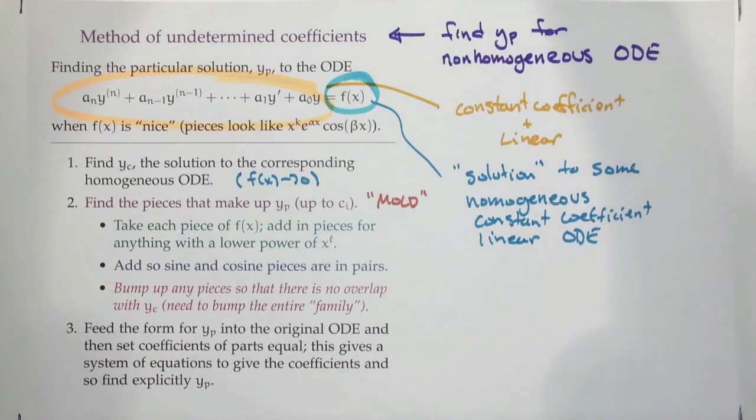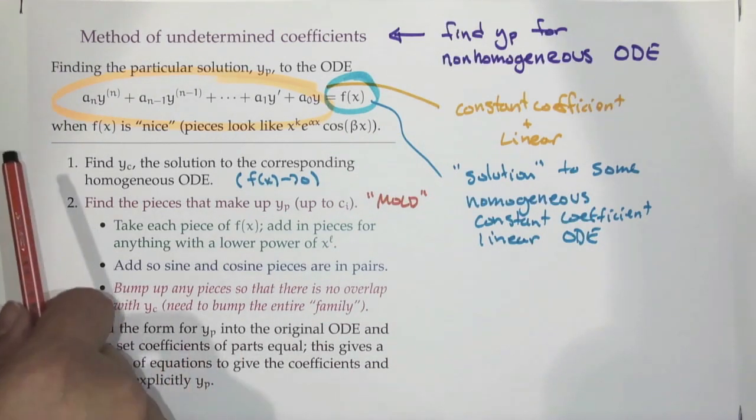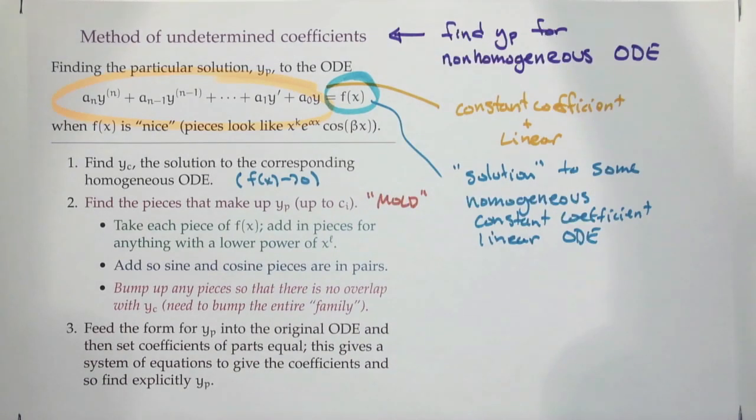So you found the form, your mold. And the last thing is, your particular solution has to take the form that you find in step 2. So we say, great, feed it into the differential equation, set your coefficients equal, and figure out what they need to be. All right, maybe we should do an example of what we mean here.